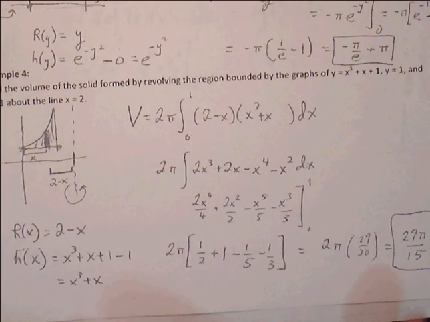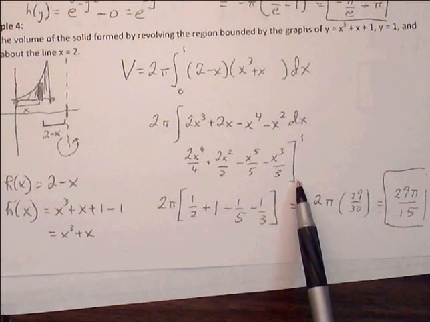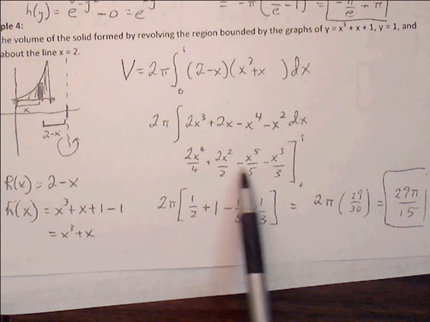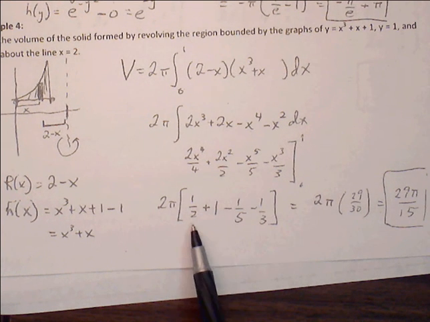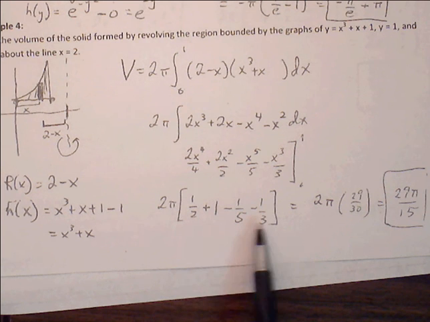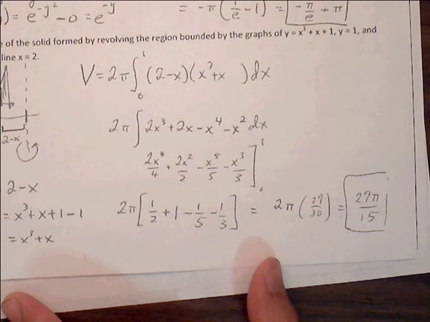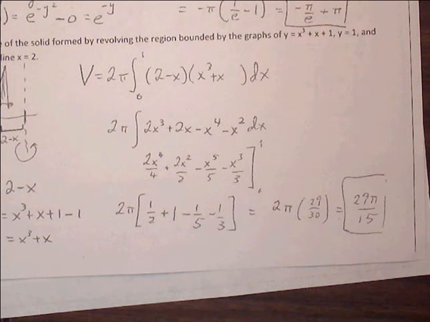We can now go through power rule for each of the terms. Plug in our upper and lower bound. The lower bound in this case will just reduce to 0. So just the upper bound will result in values. And then we distribute the 2 pi through. 2 pi times 29 over 30 gives us 29 pi over 15.